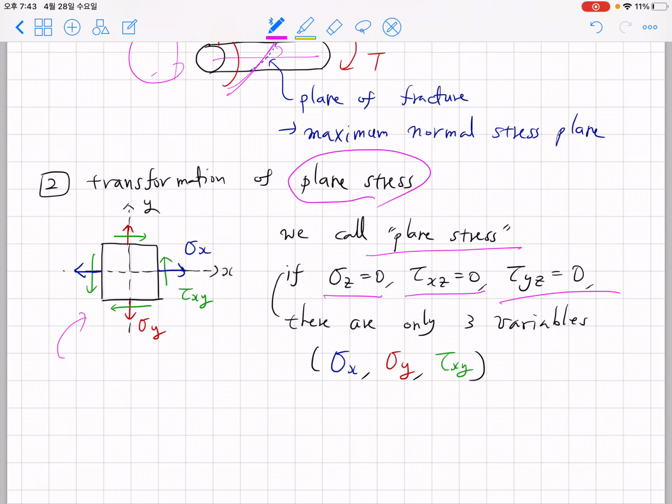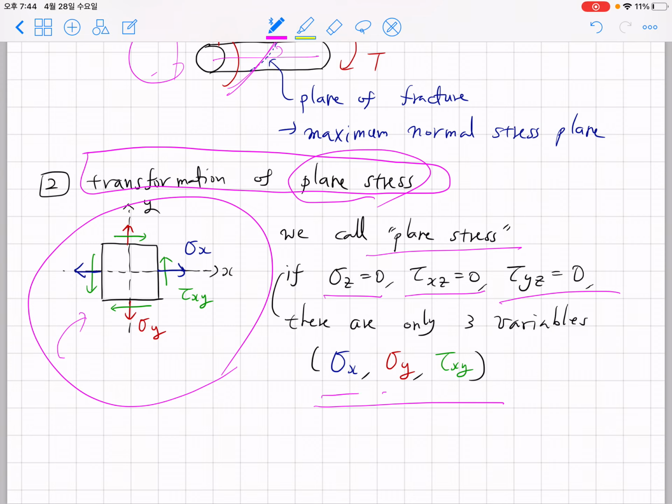For this plane stress problem, we can derive the transformation equation relatively easily, and we can also convert that transformation equation into the graphical representation called Mohr's circle. So the focus of today's lecture and our ME tutorial will be transformation of plane stress only. Regarding the general stress state involving 6 variables, we're going to give you a more empirical and heuristic approach in some lectures to come.